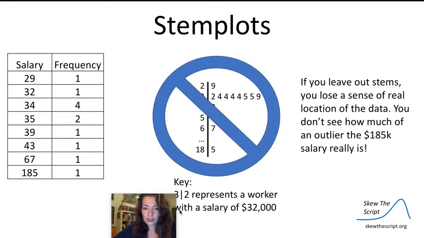All right, so this is just showing you how you should never leave out numbers, as I stated before. So don't do dot, dot, dot. You should always include all your values. If you leave out stems, you lose a sense of real location of the data. You don't see how much of an outlier the 185,000 salary really is.